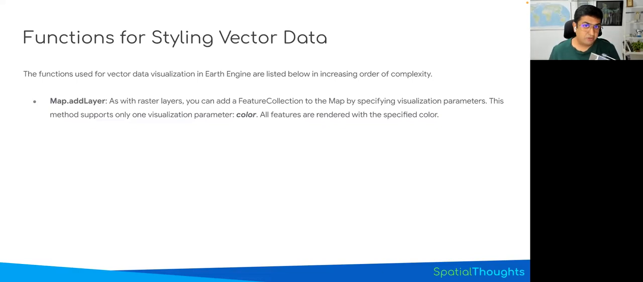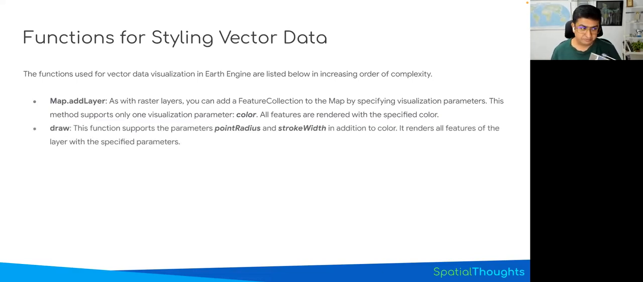And this is a quick, simple, easy way to visualize the data. But if you want to have more control, you can go to the next function, which is called draw. This function allows you to take a feature collection and say draw this feature collection, and it allows you to specify two extra things. If it's a point layer, you can give color as well as a radius, how big the point is. If it's a line, you can also specify stroke width, which will tell you how thick the line is. And so it takes this data and renders it according to the style.